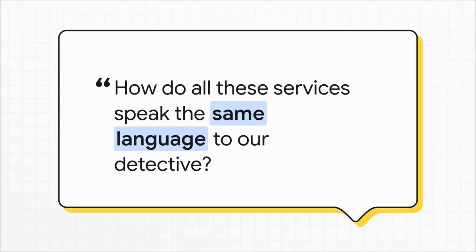So, hold on a second. This brings up a really important question. We've got a service on GKE, another one on Cloud Run. Heck, they could even be written in different programming languages. How do they all report their clues in a consistent way that our detective can actually understand? They've got to be speaking the same language, right?